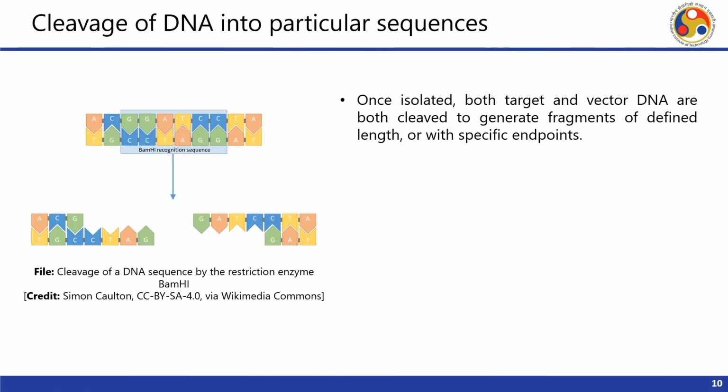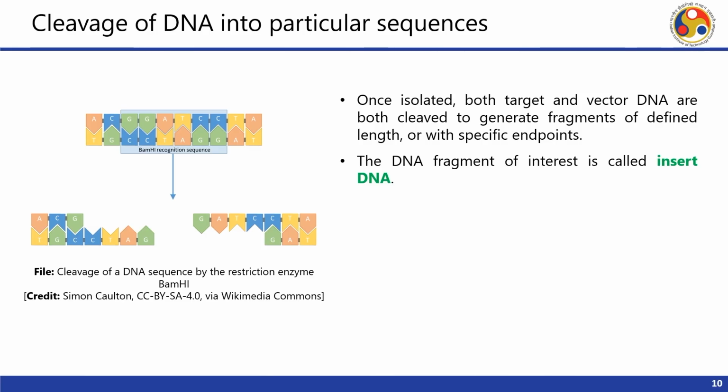So, let us look into the cleavage of DNA at particular sequences. Here the example is the BamHI recognition sequence, which is a palindromic sequence. When BamHI cuts any given DNA, it will create a site like this, as you can see over here. Once isolated, both target and vector DNA are cleaved to generate fragments of defined length or with specific endpoints, as I was showing you, from 4300 to somewhere around 400 or 300.